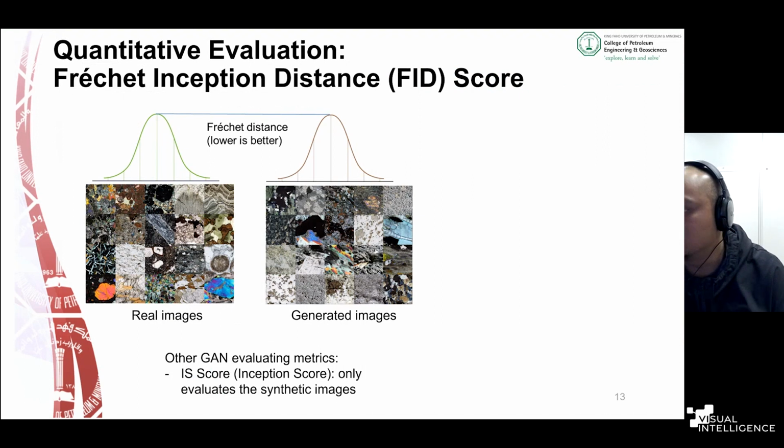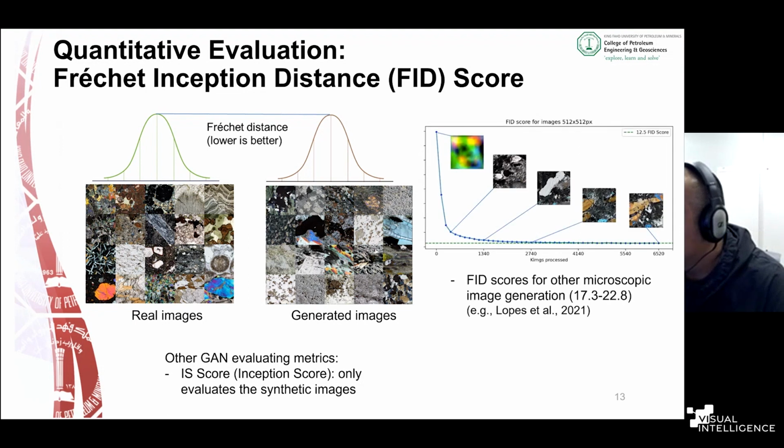So as a quantitative evaluation, we use this FID score to look at the distance between the real images and the generated images. I think this is one of the commonly used metrics to evaluate synthetic images nowadays. With this score, the lower the score, the better for the generated images, I mean, it looks quite real or very close to the real images. So with this resolution we achieved a 12.5 FID score, which, compared with other microscopic image generation, is typically in the range of 7.3 to 22.8. So we know we can actually generate pretty good images here.